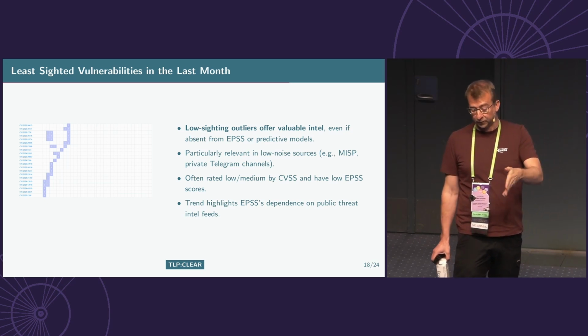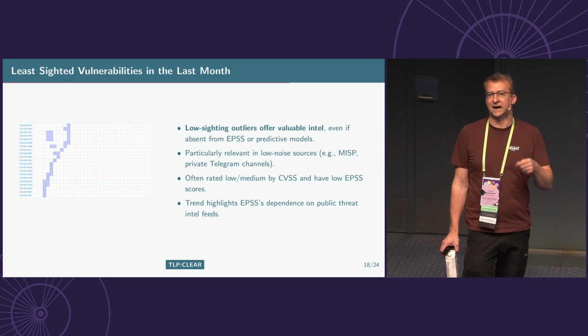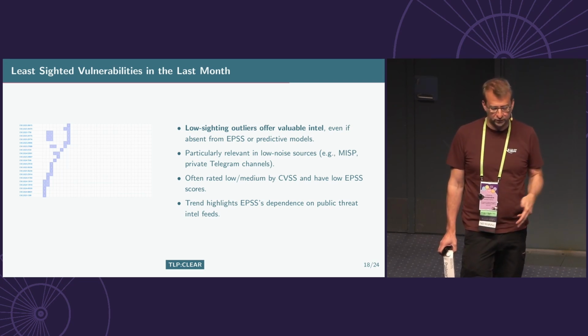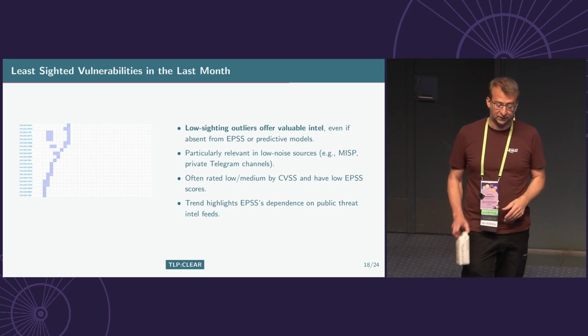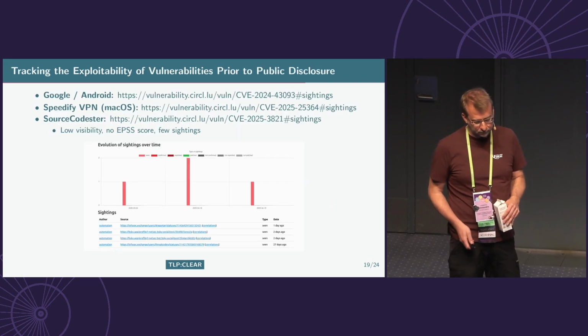And what we can see is some of the predictive models rely on a lot of public threat intelligence feeds, but not actually on private sharing communities. So that's maybe something interesting for the future of the different models there.